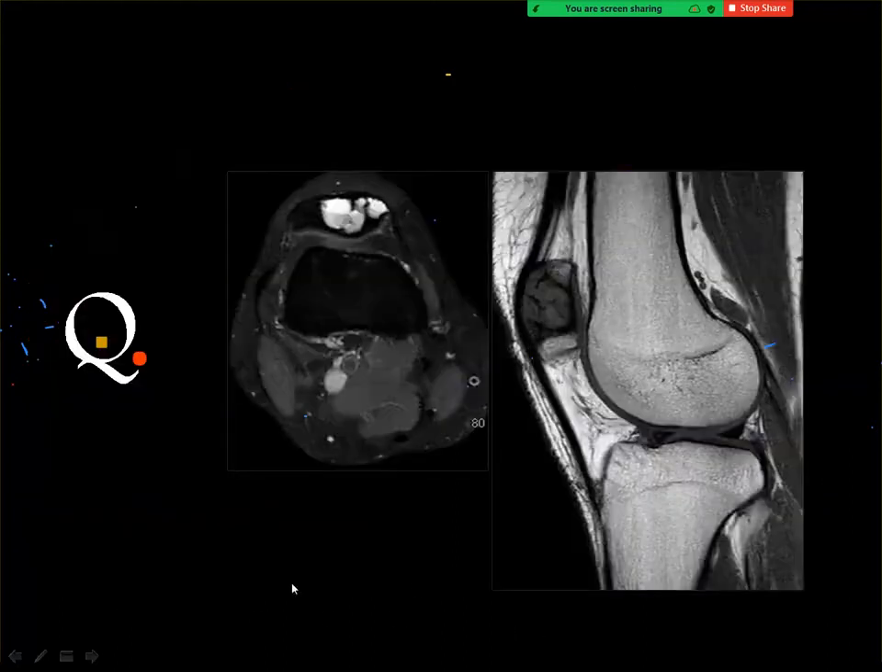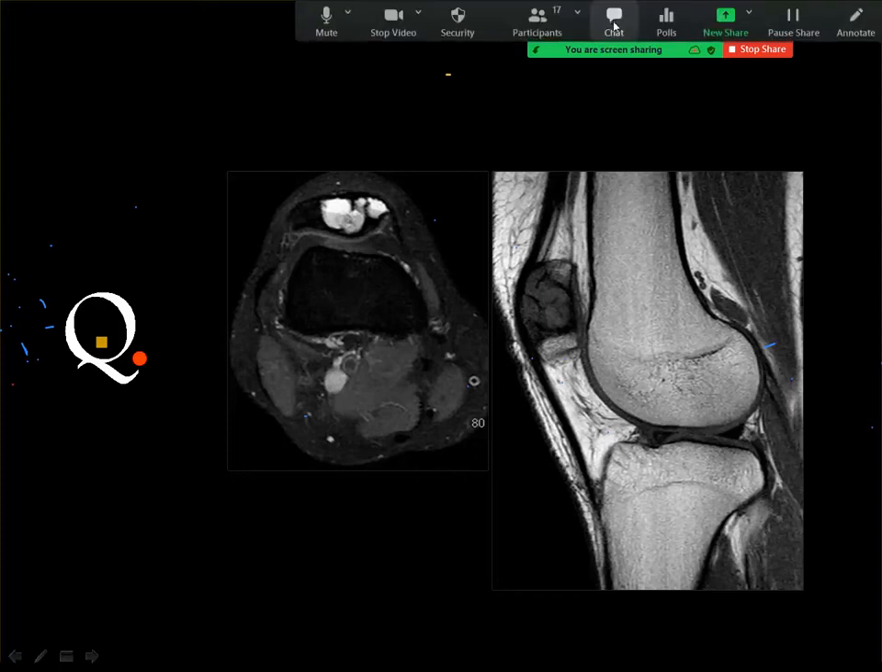Next case. This is axial STIR and sagittal T1 showing a patellar pathology. What do you think?